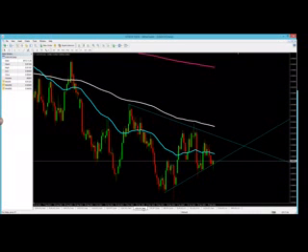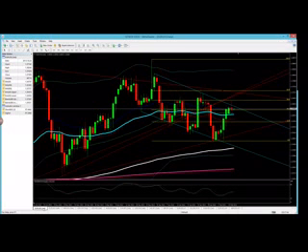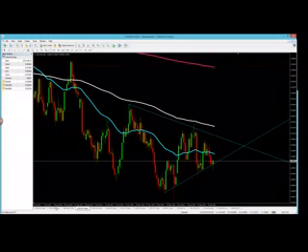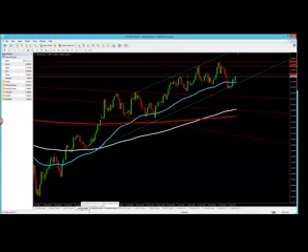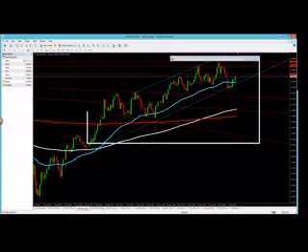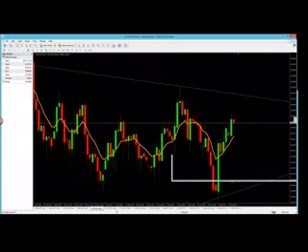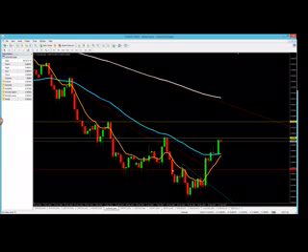Dollar Swiss, that's our next strong one. Dollar Swiss is a buy here. So euro dollar sell. Sorry guys, I'll say that again. Euro dollar sell. Dollar Swiss buy. Pound dollar buy. New Zealand dollar buy. Aussie dollar buy.